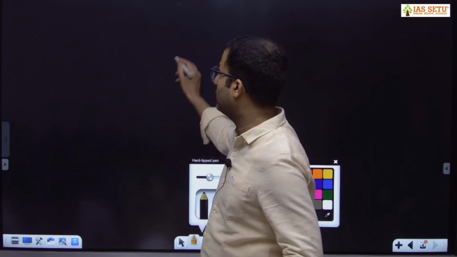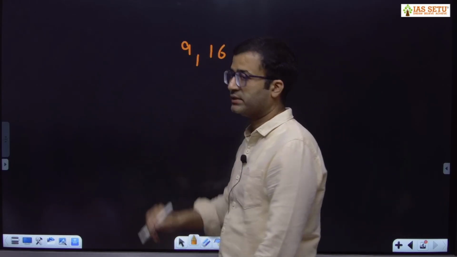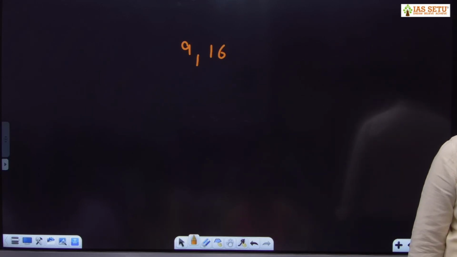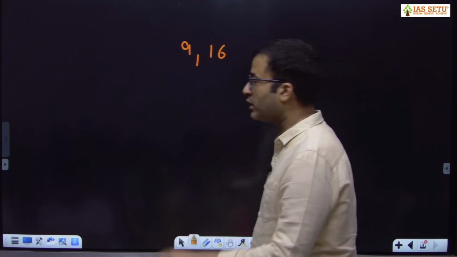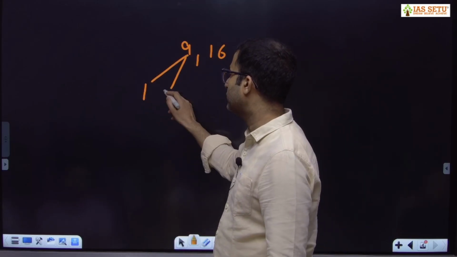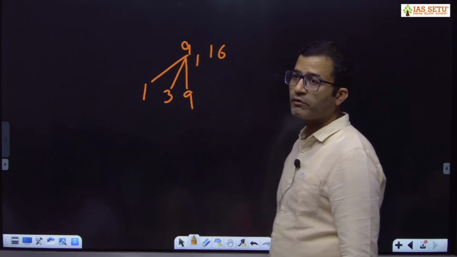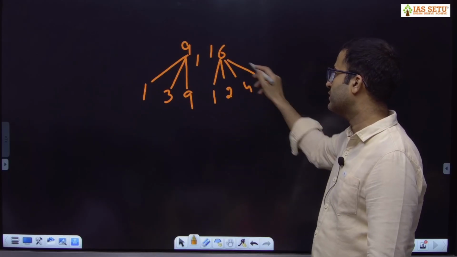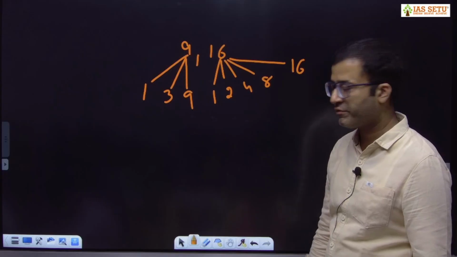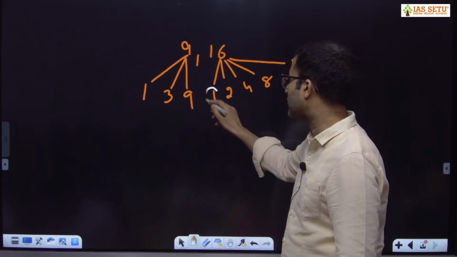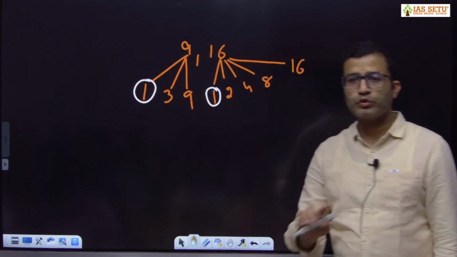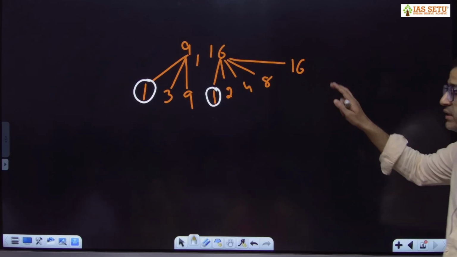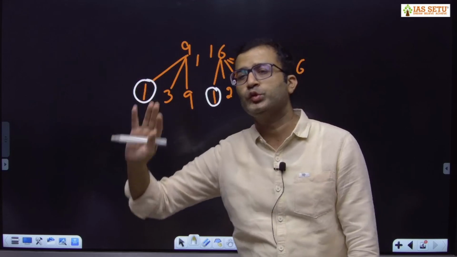Like I give the example, 9 and 16. Both are composite. Neither 9 is prime nor 16 is prime. What are the factors of 9? We have 1, 3, 9. What are the factors of 16? We have 1, 2, 4, 8, 16. Check the common factor. Here you have a common factor of only 1. So 9 and 16 have only one as a common factor. That's why 9 and 16 are co-prime to each other.